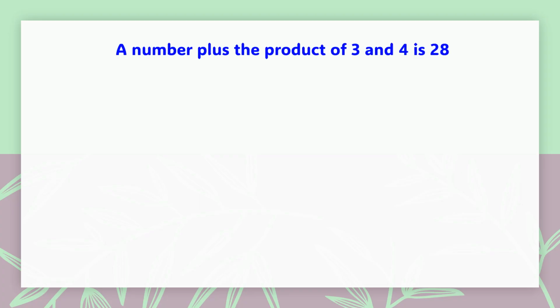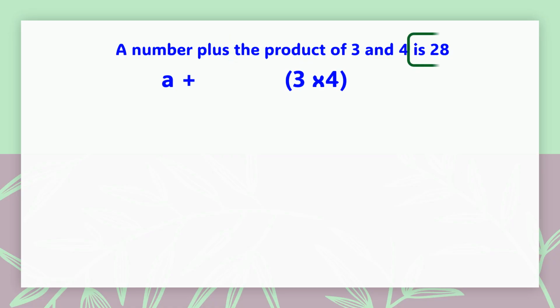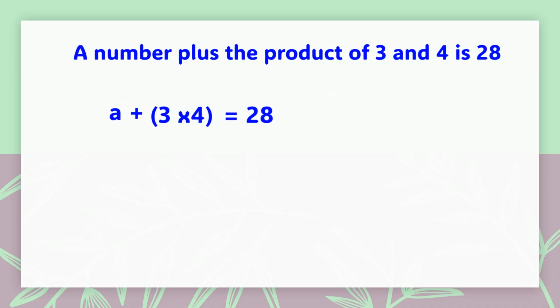A number plus the product of 3 and 4 is 28. A number plus, we don't know the number, that is the missing number, the variable, let it be a, plus the product of 3 and 4, the multiplication of 3 and 4, is 28. A plus 3 into 4 is equal to 28 is our equation.